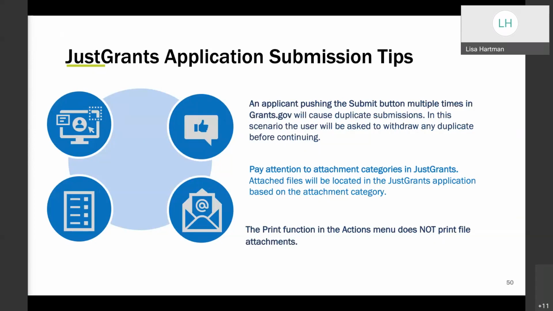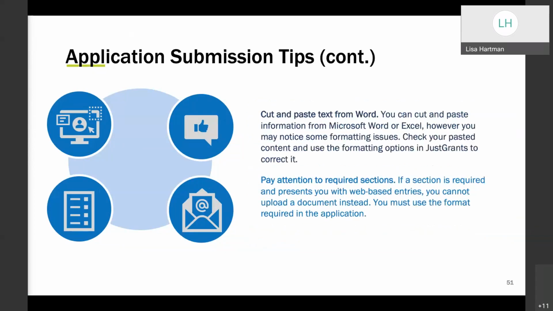Now, you can print all the web-based entries in JustGrants by opening the Actions menu in the upper right and selecting Print. The print option will never print file attachments. You're going to have to print those separately from your workstation or your shared drive. The print option will only print the web-based entries you make in JustGrants.